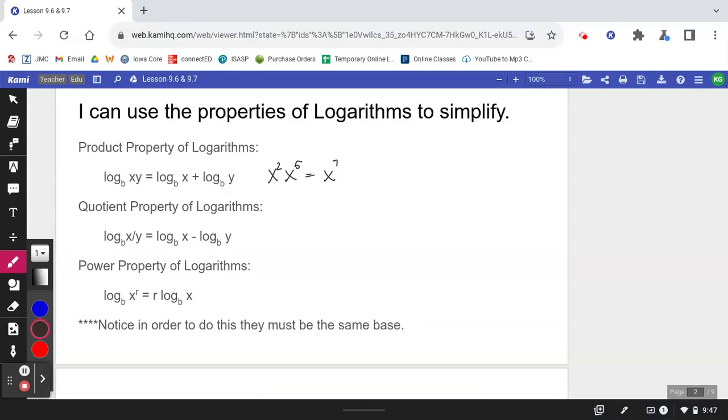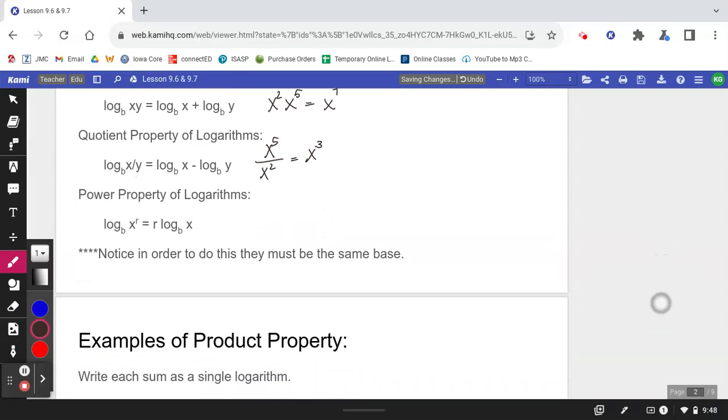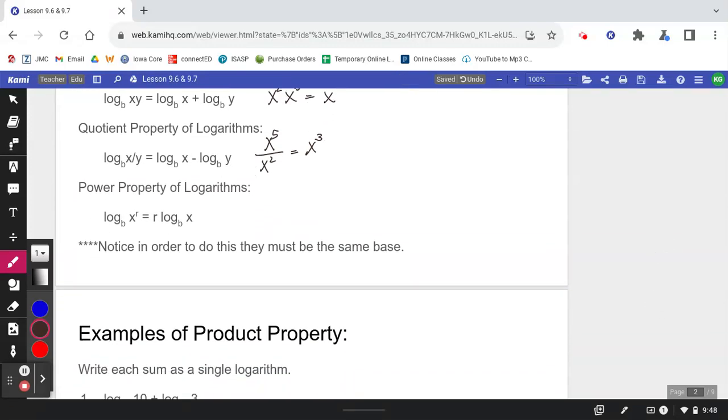So for the quotient, which means divide, I would subtract the two numbers. Same thing if I had x to the fifth over x to the second, I would take 5 minus 2 to be x to the third. And the last one says if you have a power on your number, you can put that multiplied out front of your log, and that would be the expanded form.